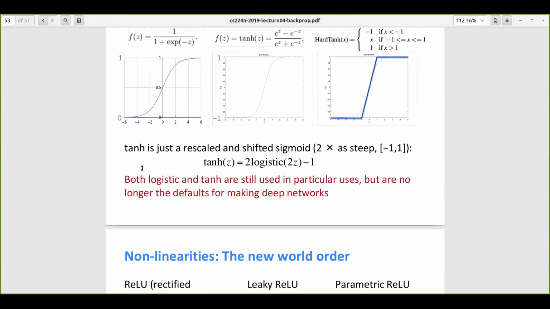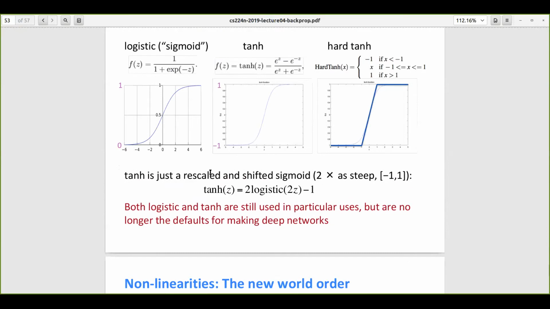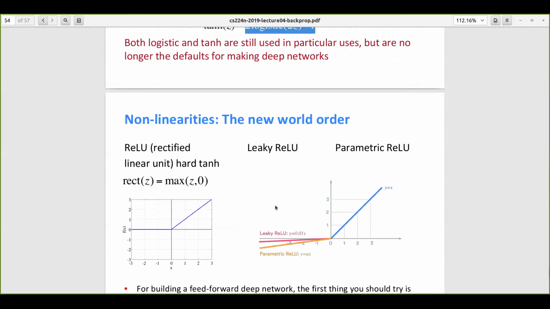this is just one point about tanh. Tanh is nothing but a rescaled, shifted sigmoid. So if you want to calculate tanh, you can also do that using sigmoid with this formula: 2 logistic(2z) minus 1. And here comes ReLU.